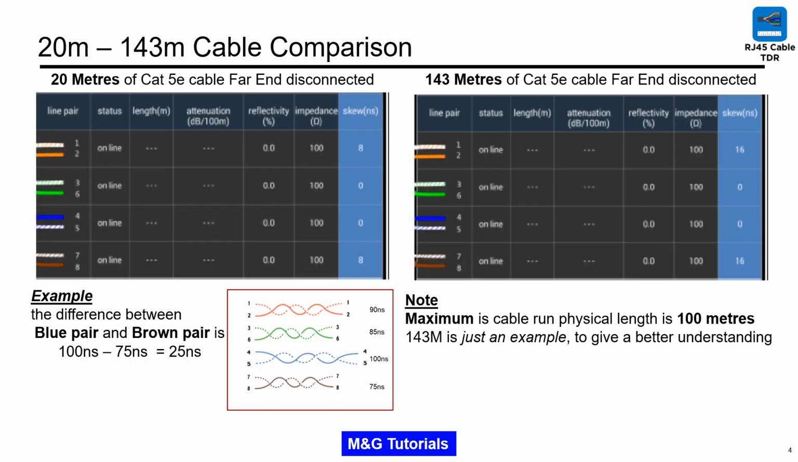Here we have a cable comparison of 20 meters against 143. You'll notice the reflectivity and the impedance are both the same. However, the skew increases with the length of the cable. Please note the maximum cable physical length is 100 meters. 143 meters is just an example to give you a better understanding.